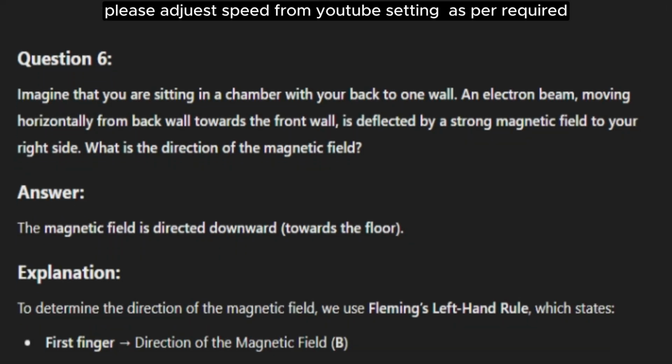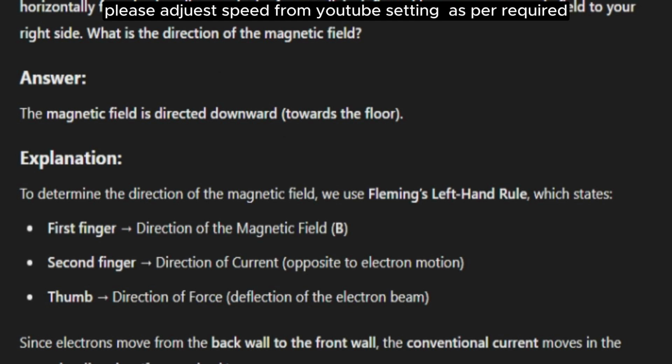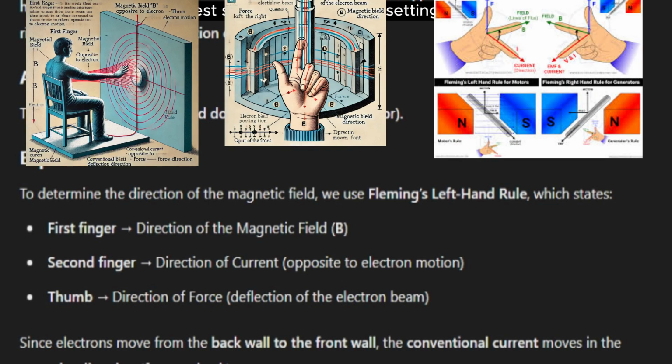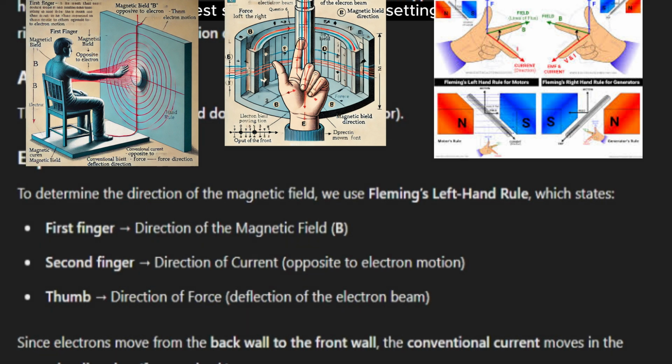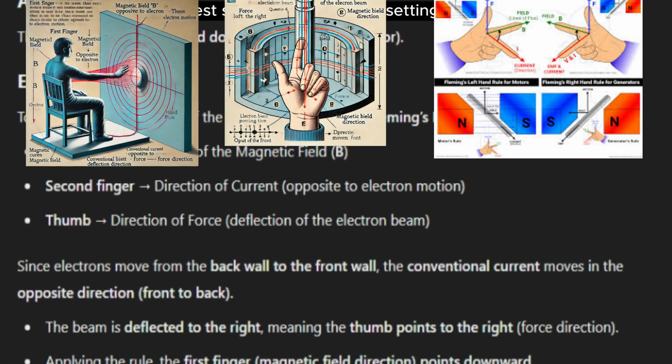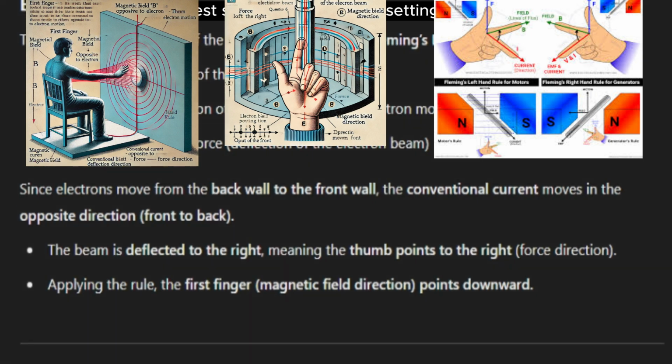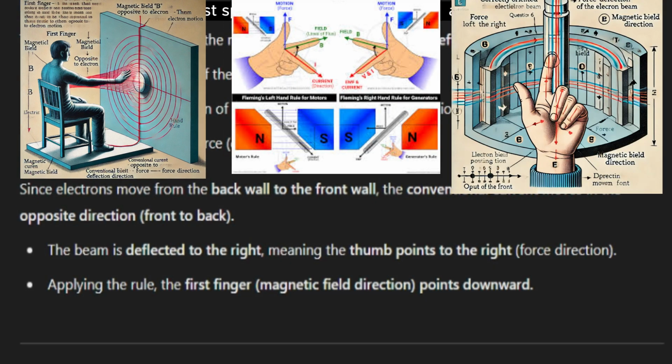Explanation. To determine the direction of the magnetic field, we use Fleming's left-hand rule, which states: first finger, direction of the magnetic field, B. Second finger, direction of current, opposite to electron motion. Thumb, direction of force, deflection of the electron beam. Since electrons move from the back wall to the front wall, the conventional current moves in the opposite direction, front to back.